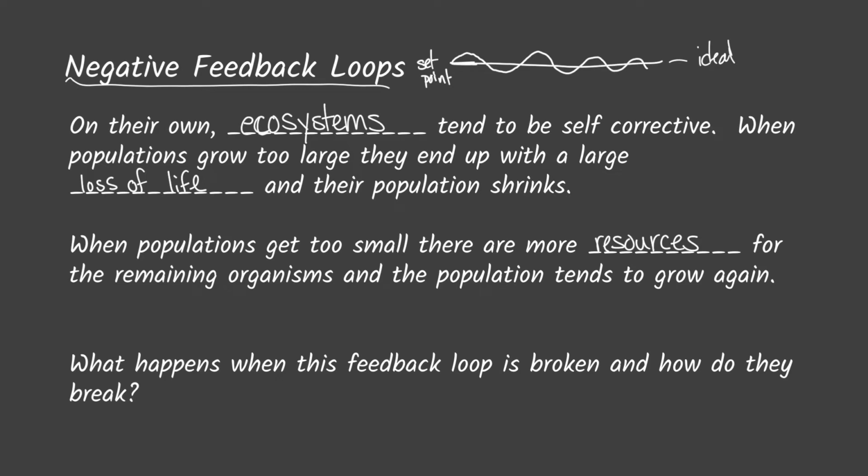But what happens when that feedback loop is broken? So what if the grasses that the rabbits are eating don't just decrease in their population size? What if they go extinct? What if a disease or an insect that kills grasses completely wipes out the grasses and now there's no more food for the rabbits? Well, this leads to extinction. So when this feedback loop is broken, we get extinctions.